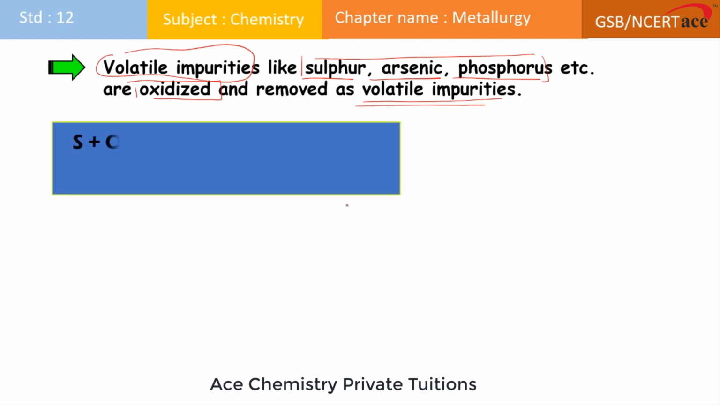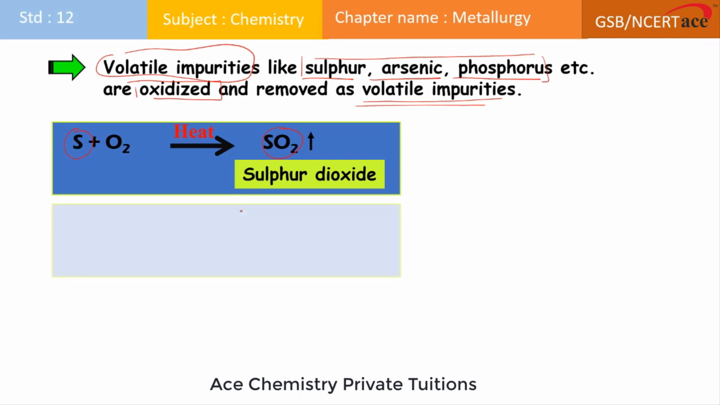For example, if sulphur is present as an impurity, it immediately combines with oxygen and gets converted to what? Sulphur dioxide. So we have to remember this conversion. Sulphur impurity forms a volatile oxide and gets converted to sulphur dioxide. Similarly, sometimes arsenic is also present as an impurity.